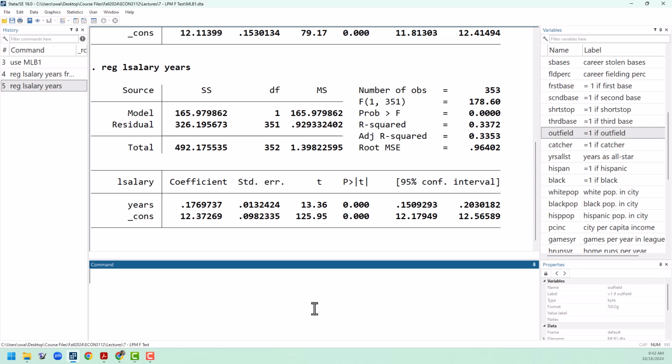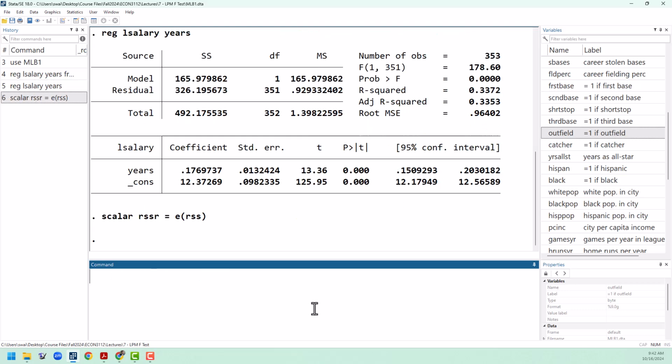To do that, we're going to need to save the RSS from each of our restricted and unrestricted regressions. I'm going to save as a scalar the RSS from the restricted model, so I'll put R for that, and then use the stored value ERSS. It's also possible to calculate the F statistic using the R squared, so let's go ahead and save that now for using it later. So I'm going to call that R2R for restricted. You can call these scalars whatever you want as long as it's something you'll remember.